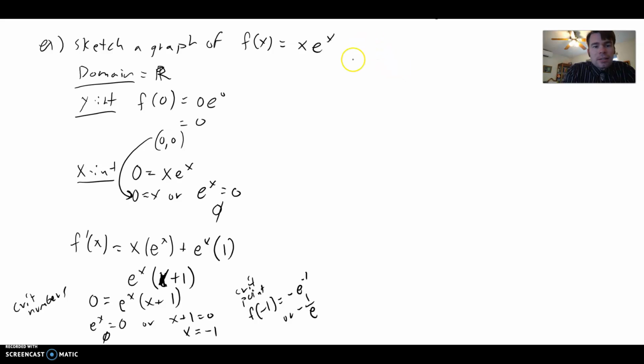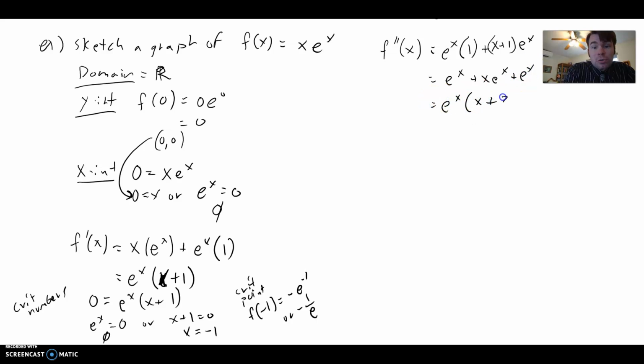All right, the next thing I'm going to do is find the second derivative, f double prime of x. Again, we've got a product here. Because it's a product, we're going to do the first times the derivative of the second plus the second times the derivative of the first. This gives us e to the x plus x e to the x plus e to the x, which is really e to the x times (x plus 2).